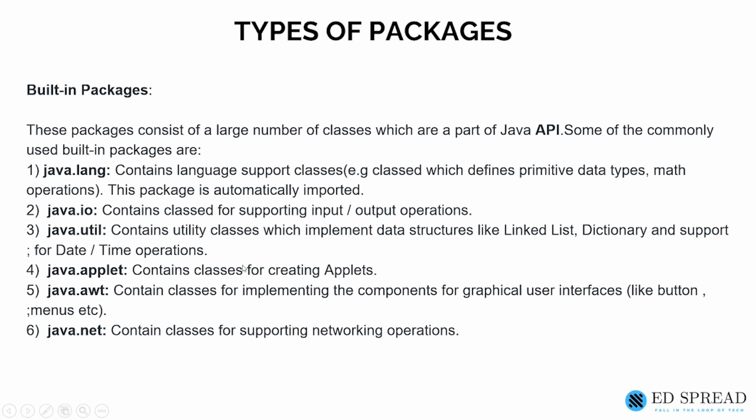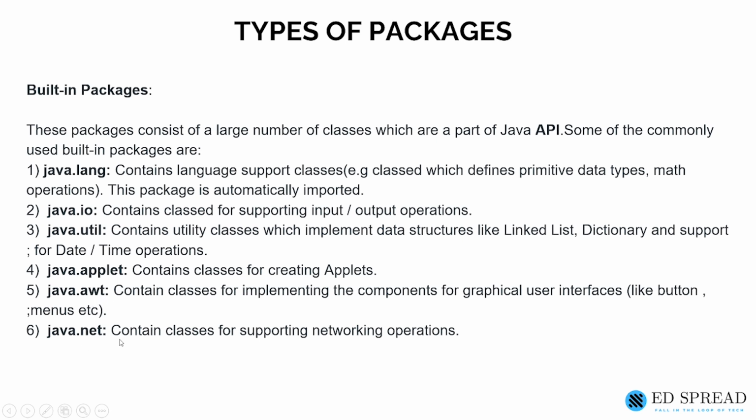And next, applet. If you want to create an applet, you can use the applet package, and there is one more package, that is AWT. This is for graphical user interfaces. Like in Python, we have the tkinter module, right? So that is similar to this one, AWT. In this, graphical user interfaces, buttons, menus, widgets, all these things are available in the AWT package.